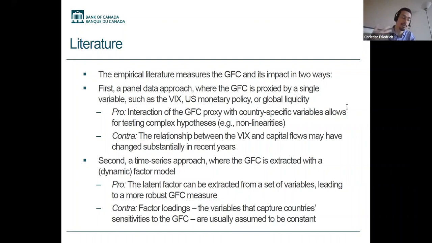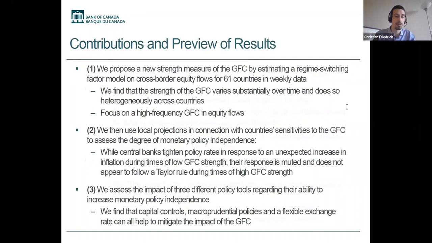However, in the traditional empirical literature, these factor loadings, the variables that capture the country's sensitivity to the global financial cycle, are usually assumed to be constant. And this is exactly where our paper makes the main contribution.